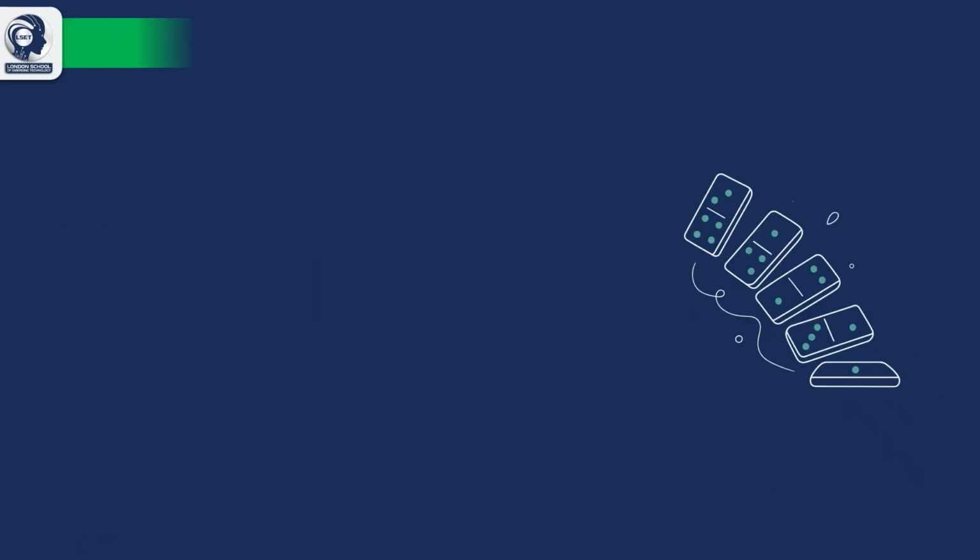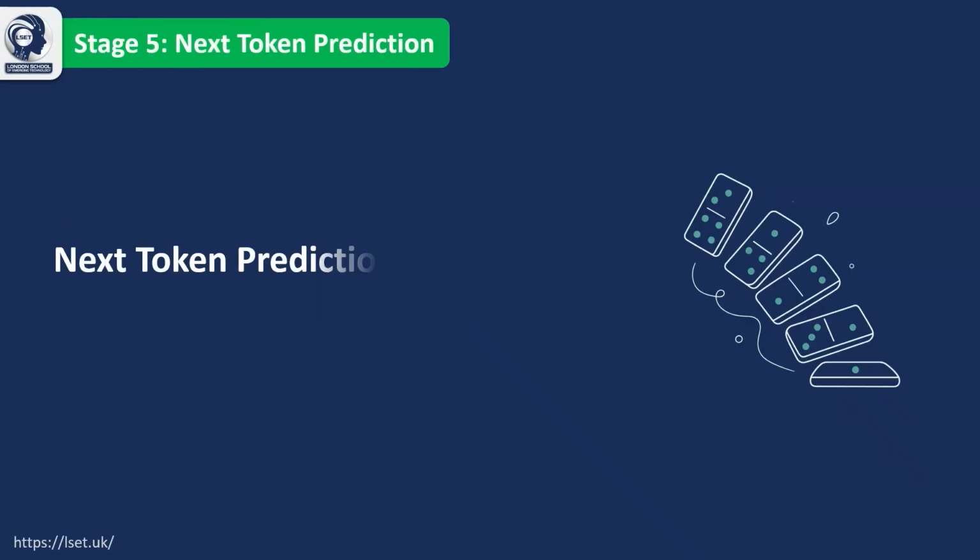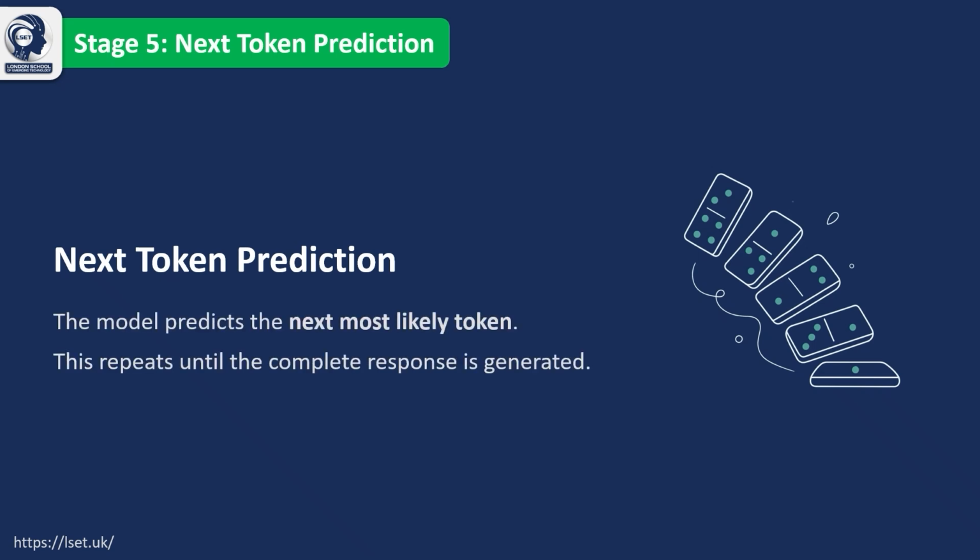Once the model understands the prompt, it begins generating the response one token at a time. For each step, the AI predicts the next most likely token based on the context, previous tokens, and the user's instructions. After selecting one token, it repeats the process again and again until the complete response is generated. This rapid sequence of next token predictions is what allows large language models to produce fluent, natural, and coherent text.